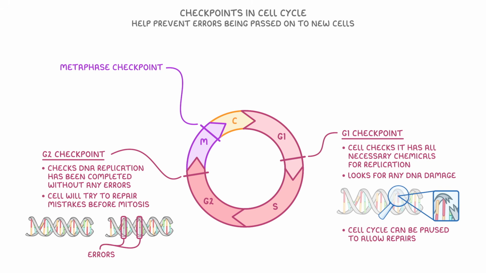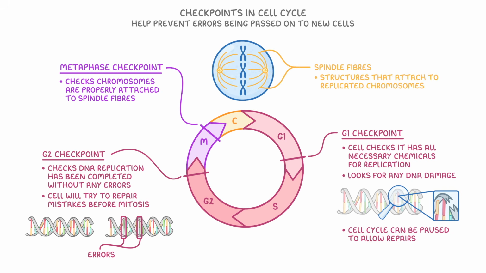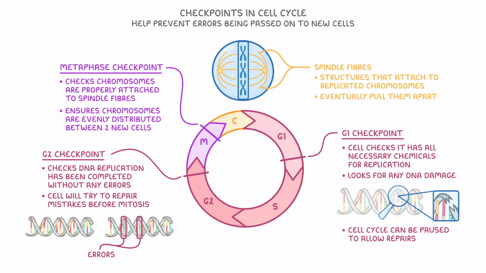Then lastly, during mitosis, the metaphase checkpoint checks that all chromosomes are properly attached to the spindle fibers. And remember here that spindle fibers are just structures that attach to the replicated chromosomes, so these chromosomes here, and eventually pull them apart. It's important that the spindle fibers are properly attached because it ensures that the chromosomes are evenly distributed between the two new cells.